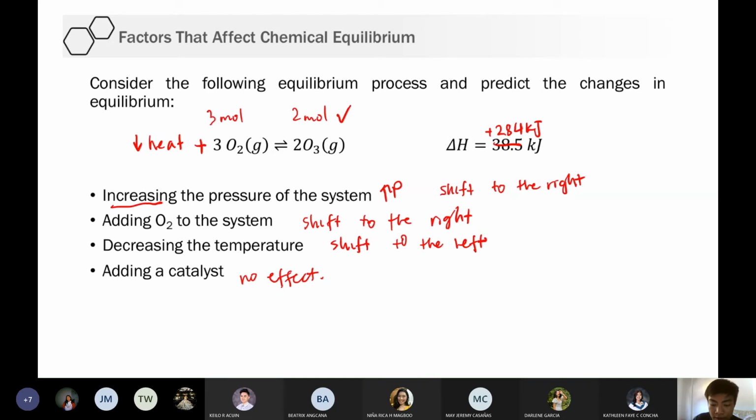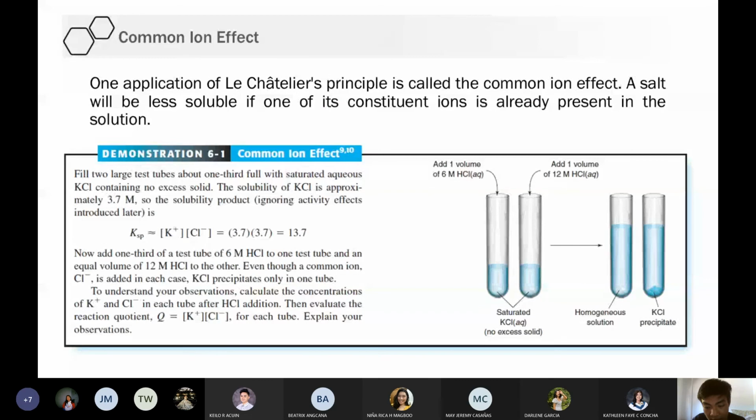Increasing the temperature increases the heat. Decreasing the temperature decreases the heat energy. Lastly, a catalyst doesn't affect the equilibrium system as it only speeds up the rate of reaction. So it speeds up the reaction, but it will not shift the equilibrium system. Okay, so last one, we have the common ion effect.